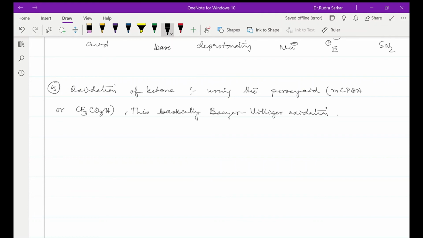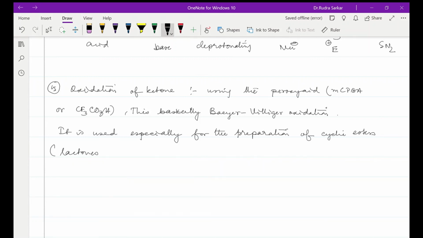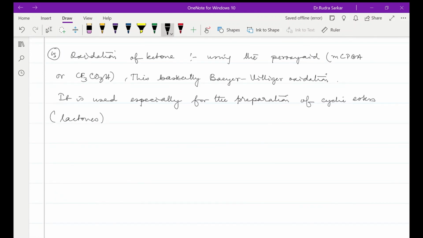and it is used especially for the preparation of cyclic esters, which are known as lactones, from cyclic ketones.